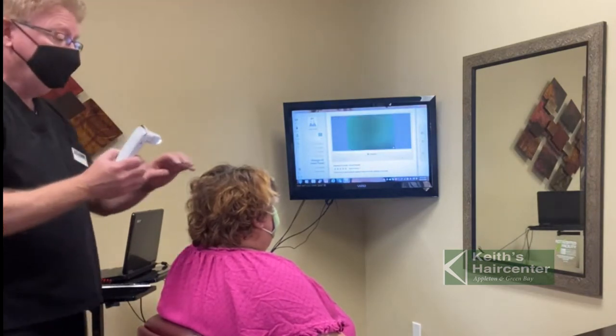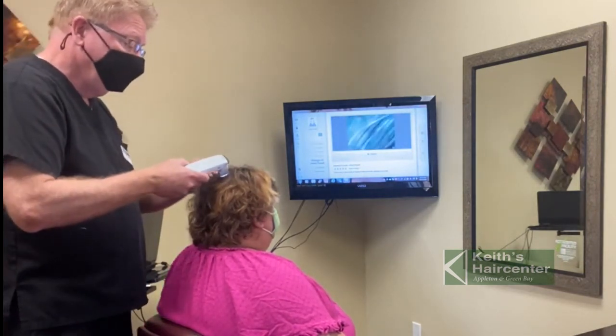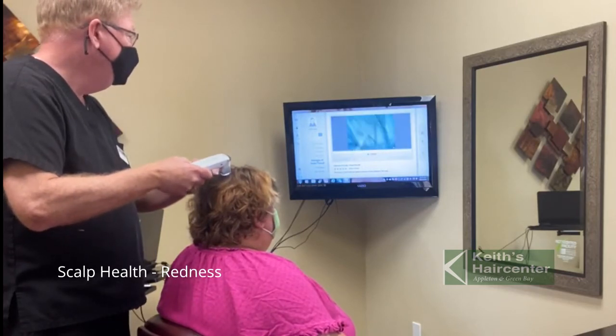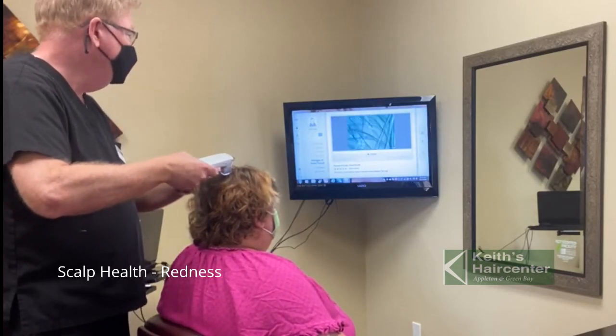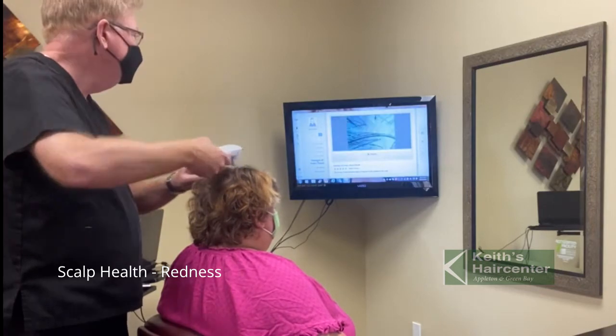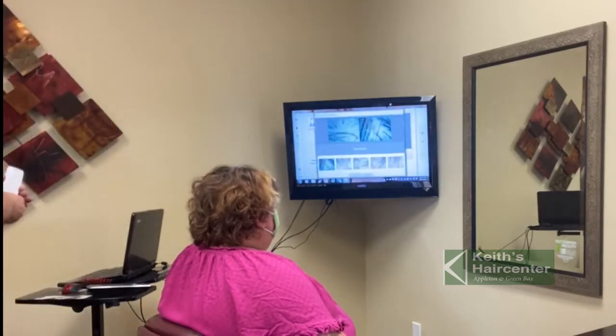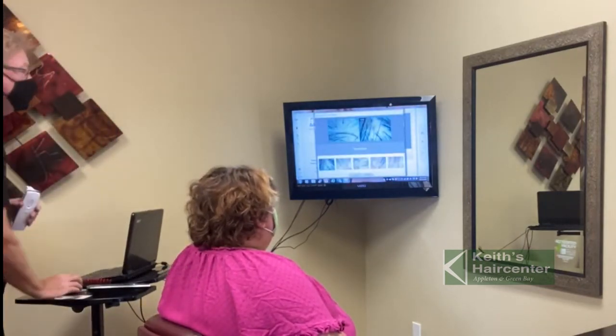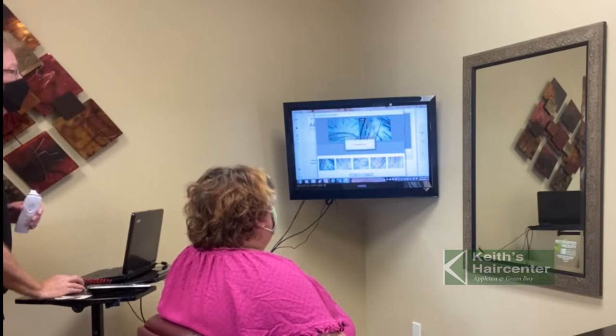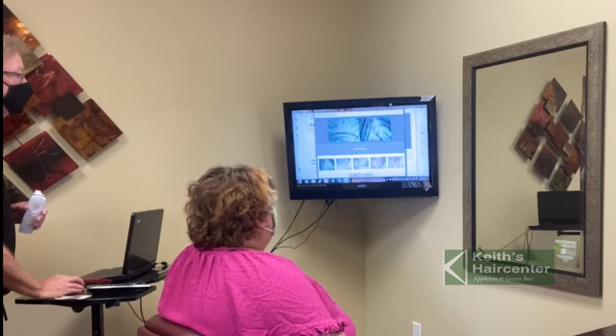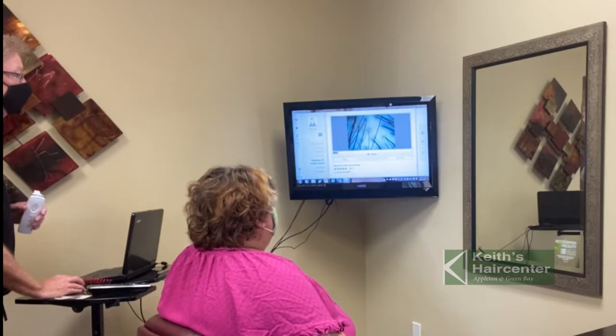Next one, we're kind of checking for redness here. See if she has any scalp issues with that. Okay. And what we're always comparing, we have other pictures here. Some are more red. Everyone has a little bit of pink in there. Hers is just slight. So we're going to compare it to that. 5 stars for that.